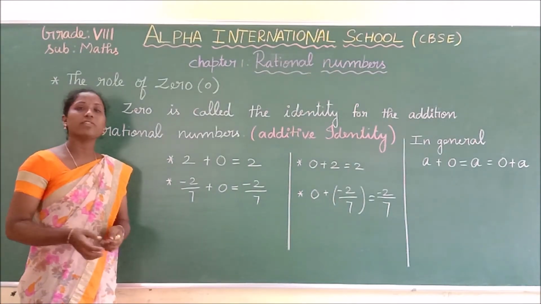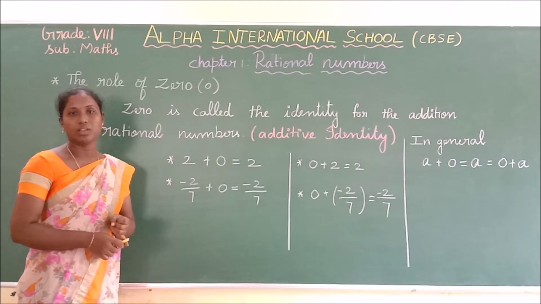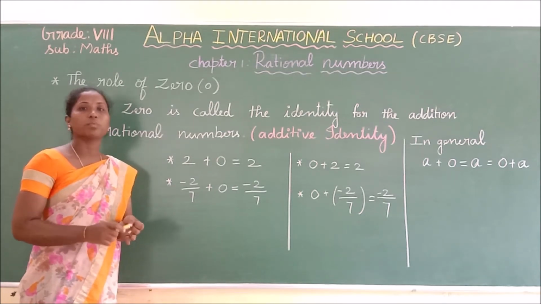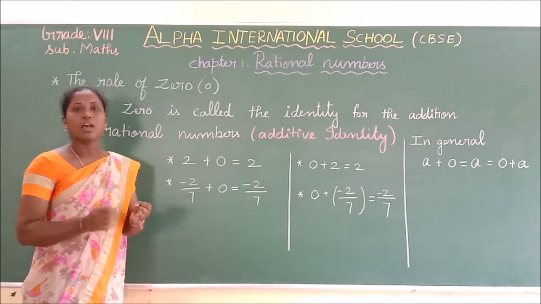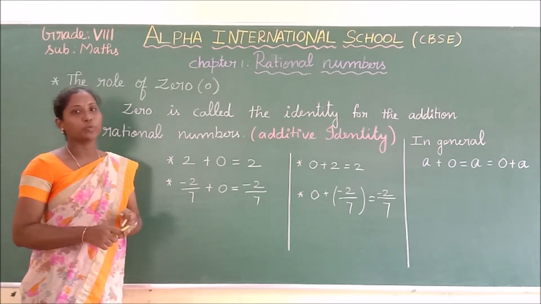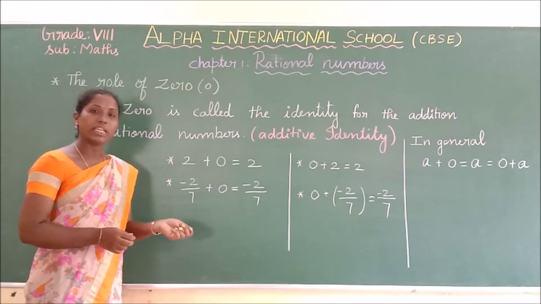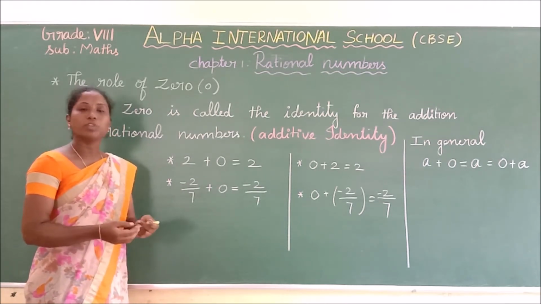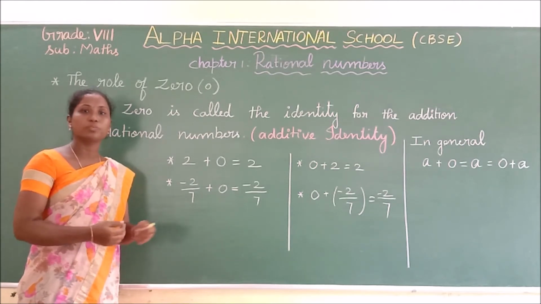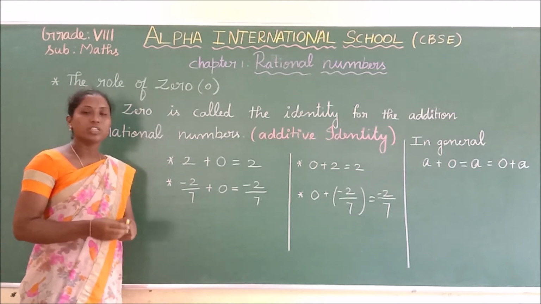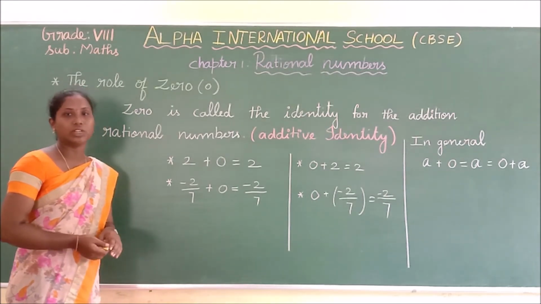Before that, in our previous two classes, we discussed first what a rational number is, and we discussed some properties of rational numbers. We discussed the closure property, associative property, commutative property, and especially the distributivity of multiplication over addition. And we solved some example and exercise problems based on these properties. In this session today, we are going to see the role of zero for rational numbers.